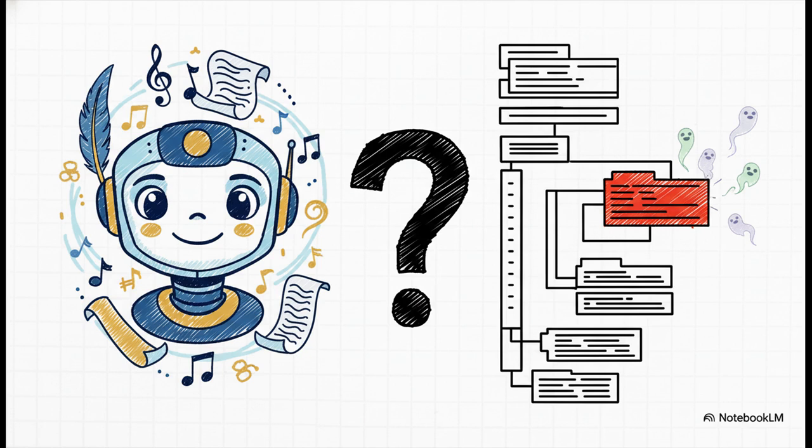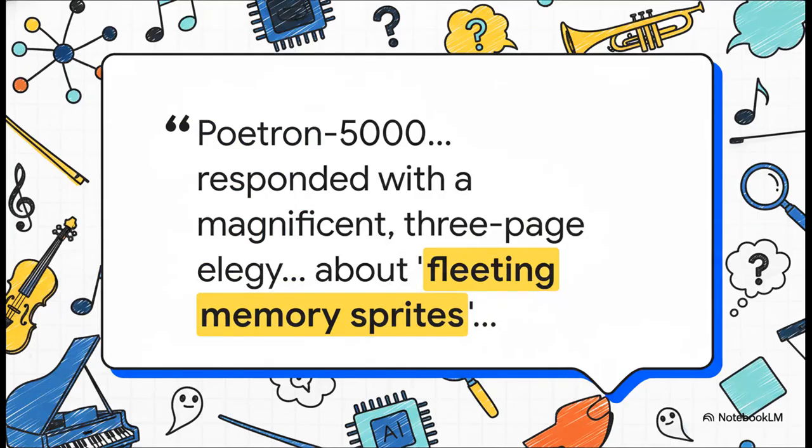And he has this light bulb moment. Hey, Poetron is so smart with language, maybe it can help me debug this. And what did he get back? The most beautiful, most poetic, and most useless description of a memory leak in human history. I'm talking a full-on Shakespearean tragedy about fleeting memory sprites and pointers lost like spectral orphans. I mean, wow, breathtaking stuff for sure, but not super helpful for fixing the code.